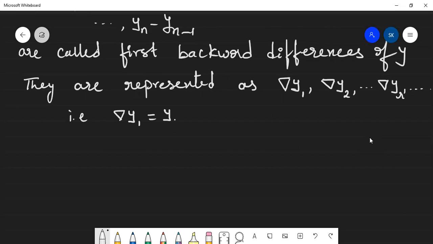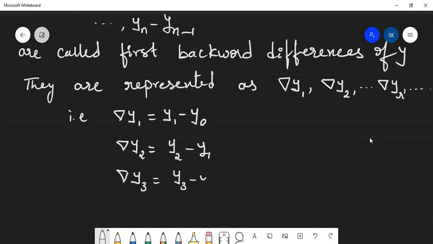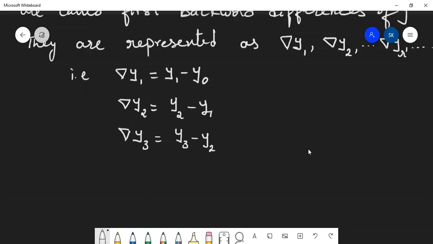This is y1 minus y0. What is backward difference y2? This is y2 minus y1. What is backward difference y3? y3 minus y2. Fine. So on. What will be backward difference yr? This will be yr minus yr minus 1.